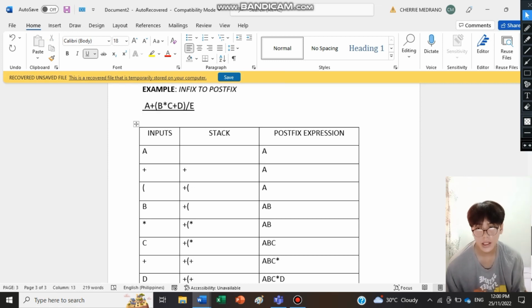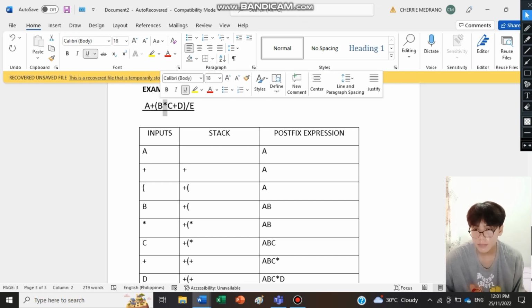So first we have A. Since A is an operand, we're going to add A into the expression string. Next we have the plus operator. Plus is an operator, so of course we're going to push it into our stack here. For our postfix expression, just copy A. Next we have the parentheses. Parentheses is an operator, so we're going to push it into our stack column. Now in our stack we have the plus operator and the parentheses, and in the postfix expression, still A.